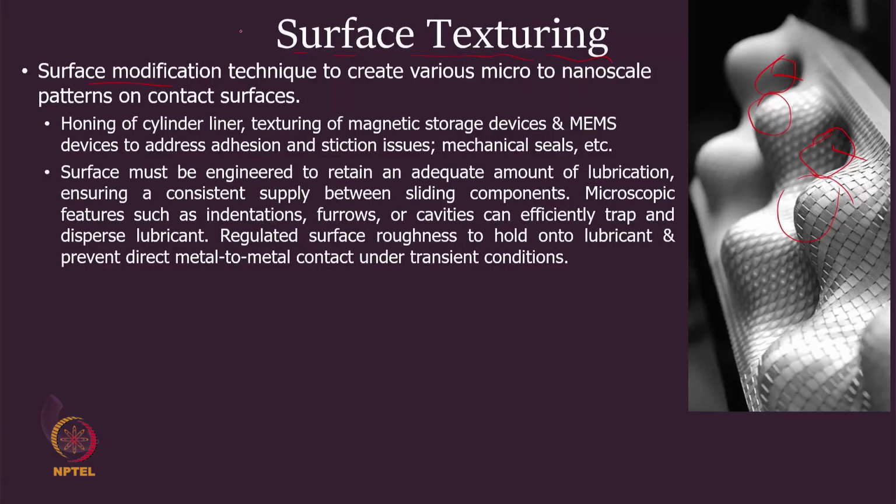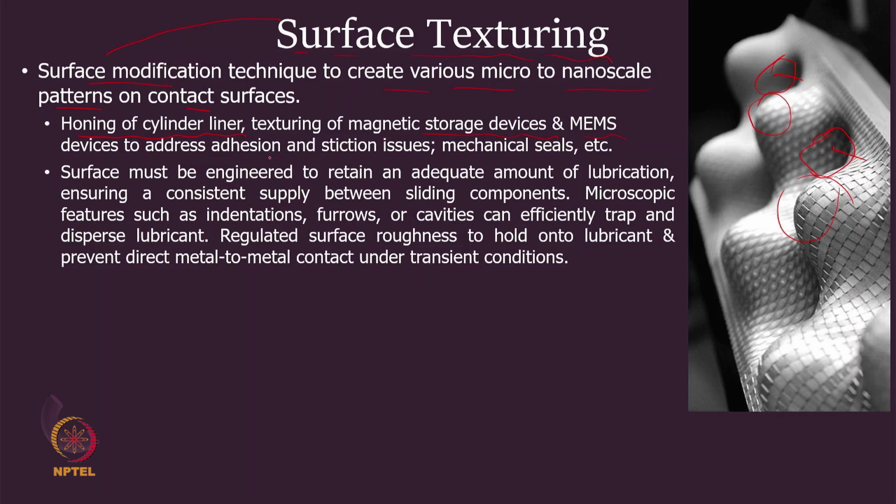So in the next four to five slides, we will be discussing exclusively surface texturing, which is a surface modification technique. Surface texturing itself is a surface modification technique to create various micron to nanoscale patterns on the contact surfaces. Now these are some examples. We say honing of the cylinder liner is a surface texturing. Texturing of magnetic storage devices and MEMS devices has already been implemented.